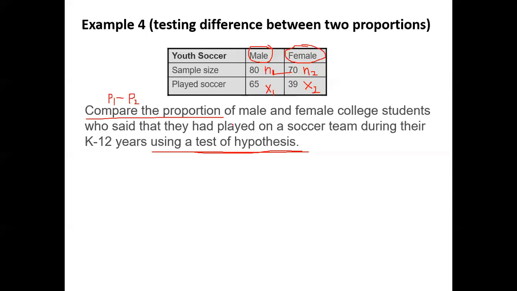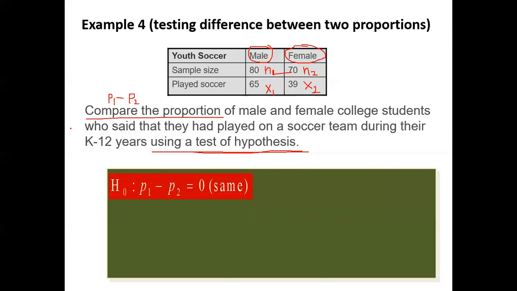S1 and S2. So the first step, because we are using a test of hypothesis, we need to state the null and the alternative hypothesis. For the null hypothesis, H0 is proportion 1 minus proportion 2 equal to 0. That is, they are the same. What is the alternative hypothesis? The alternative hypothesis is HA: P1 minus P2 not equal to 0, or different. The next step, we are going to test the statistic.